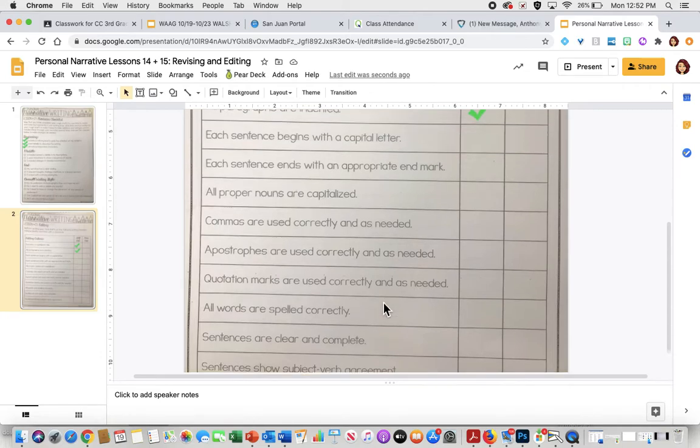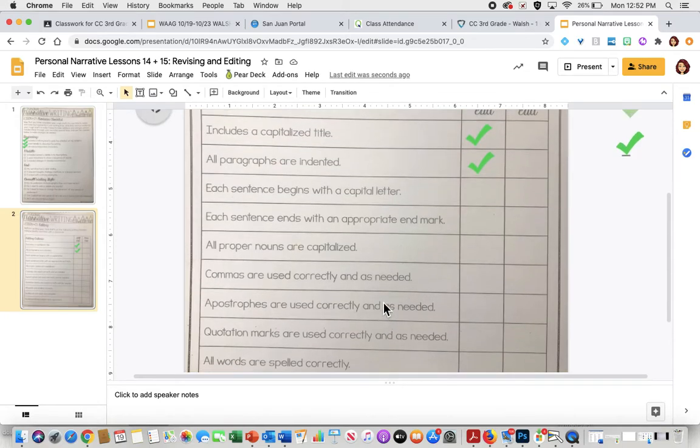Then I also really want to point out these three items. Each sentence begins with a capital letter. You guys are such scholars, and so my expectation is that each sentence begins with a capital letter. You guys do know better, so please do so. Each sentence ends with an appropriate end mark, so a period, a question mark, an exclamation point, whatever's most appropriate to that sentence, make sure it ends with that mark.